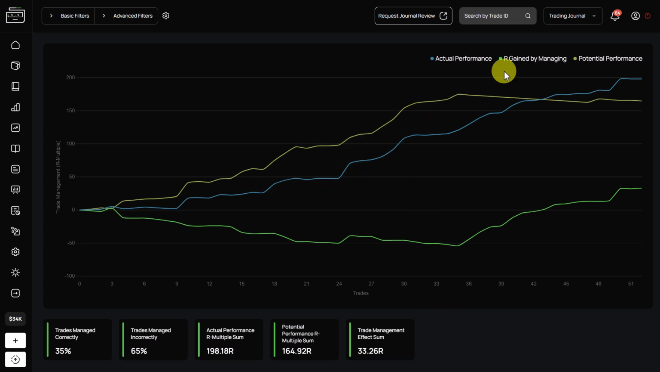And with the Edgewonk Trade Management Analytics, we analyze the effectiveness of your in-trade decisions, and we analyze how good you are at letting winning trades run, or if you struggle with cutting winners too early and leaving money on the table. And with one glance, you can see right away if your current trade management approach is working or if there is room for optimization and improvement.